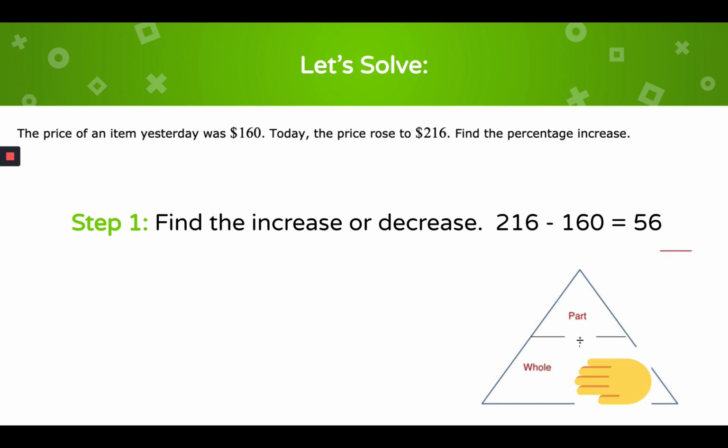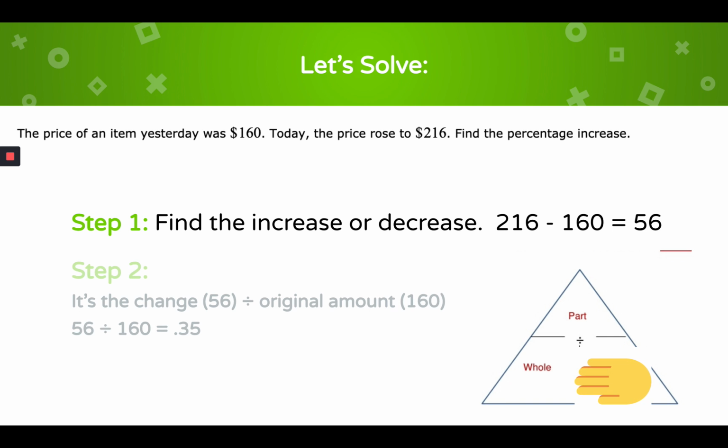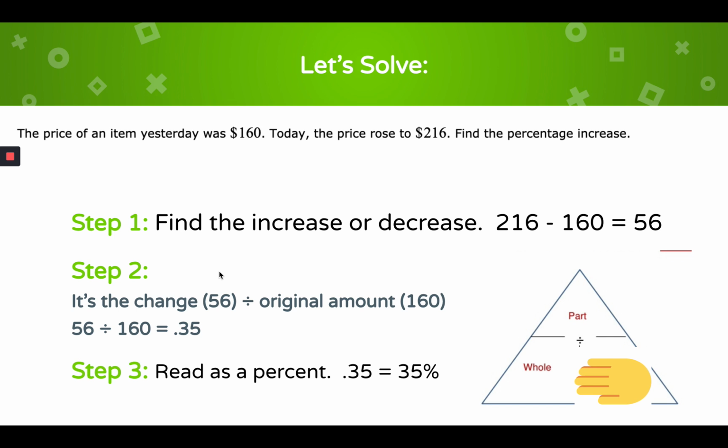I know it's a percent problem, so I'm going to divide, part divided by whole. The part is that 56, the amount of change, divided by the original amount. And the original amount was 160. 56 divided by 160 gives me 0.35. And 0.35 is 35%.